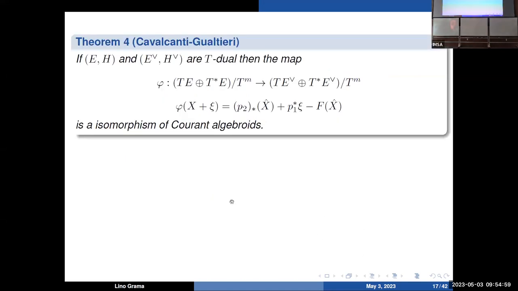And the relation between the T-duality and the generalized complex structure is proved by Cavalcanti and Gualtieri. We call this the Cavalcanti-Gualtieri map. If you start with the T-dual space, then the following mapping here is an isomorphism of Courant algebroids. But what is this space? Just to mention, these are the T-invariant sections. Okay, in this case, we consider just sections invariant by the torus action.